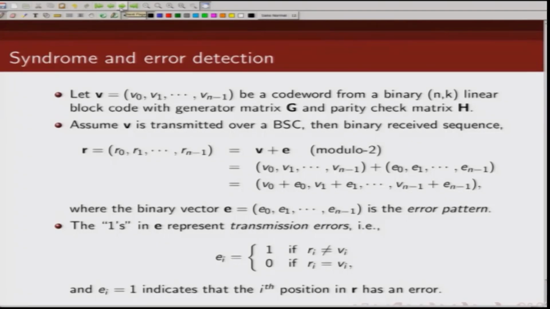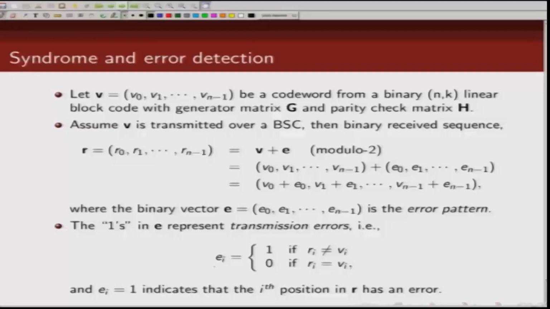Now, when does an error occur? If my received sequence is not the same as my transmitted code word, then this is an error. So, the error is 1 only if my received bit is not the same as my transmitted bit. If the received bit is the same as my transmitted bit, there is no error, so I will keep that bit Ei as 0. Now, if a particular bit Ei is 1, what does it denote? It denotes that the ith bit is in error.